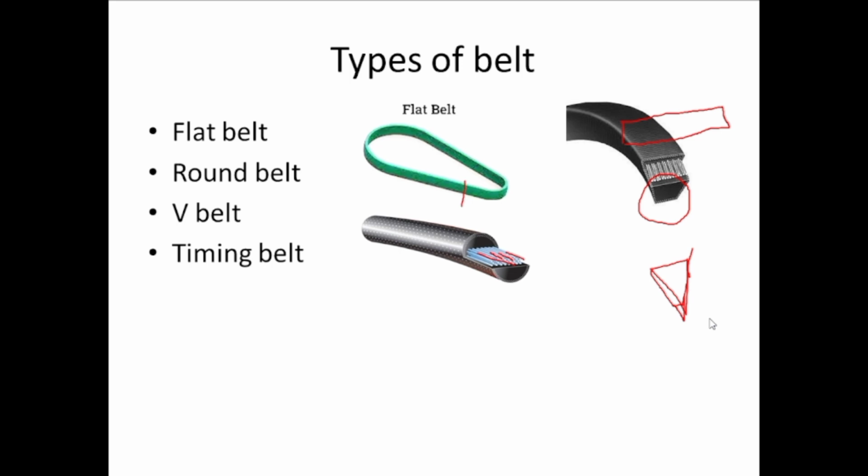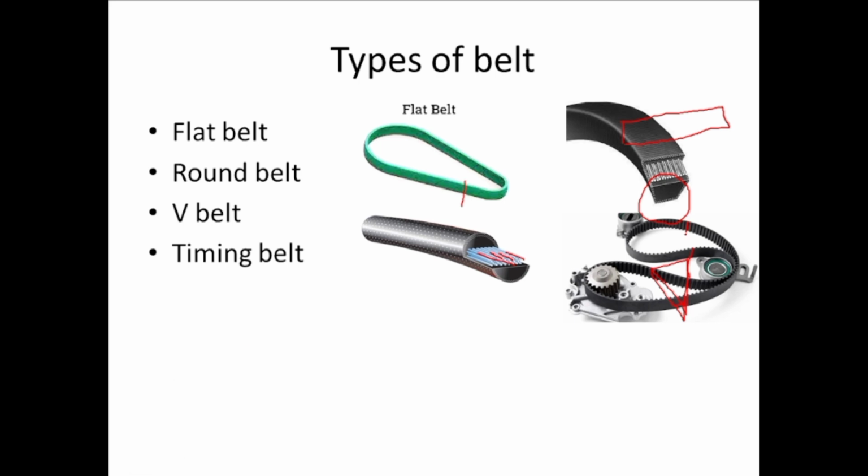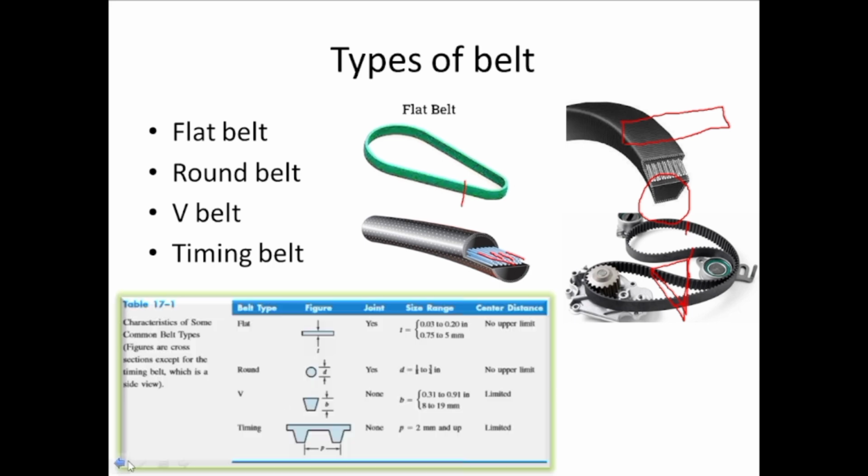And then we have the timing belt. The timing belt is another type of belt on which there are teeth. These teeth are used on this timing belt to remove the slip in the belt. This is table 17.1, in which we have different types of belts: flat, round, V-belt and timing belt. These are the cross sections of those belts. Except for the timing belt, we have shown the side view, the sweep of the belt. Here another thing is that if this belt gets detached, we can give it a joint, and we can give a joint to the round belt as well, but to the V and timing belt we cannot give a joint.